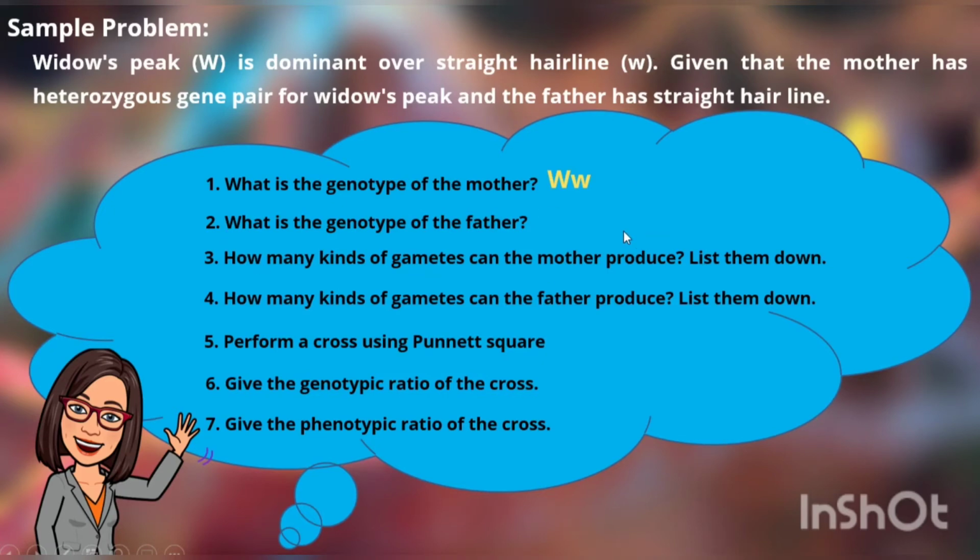The father's genotype is written as 2 small letter w since straight hairline is a recessive trait. How many kinds of gametes can the mother produce? The answer is 2. 1 allele, or 1 gamete, or we call it a gene for widow's peak, and another allele for straight hairline. Whereas the father's gamete is just 1, which is for the straight hairline.